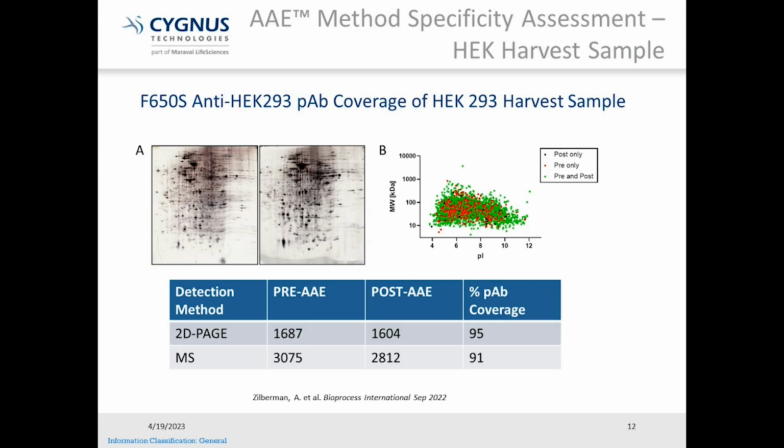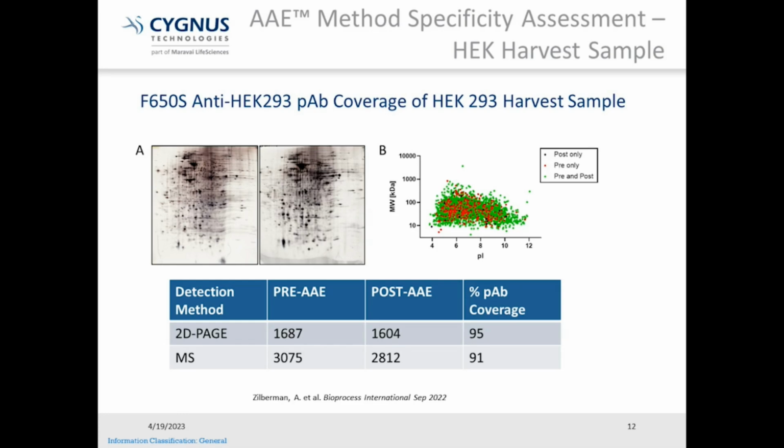In panel B, we have the 2D virtual gel of the MS data with matching proteins in green, non-immunoreactive proteins in red, and enriched proteins in black. Enriched proteins are represented by black dots, and they were in the pre-AAE sample as well, but they were below the method limit of detection.